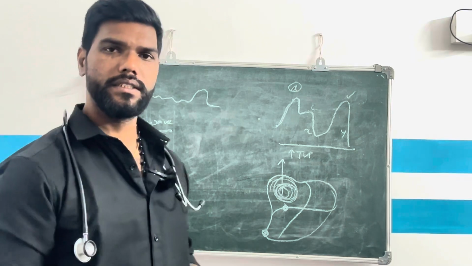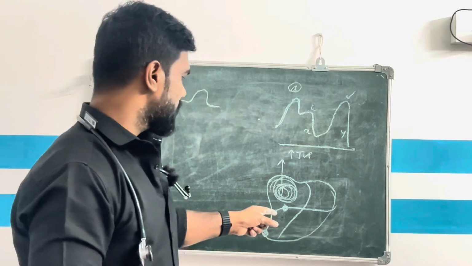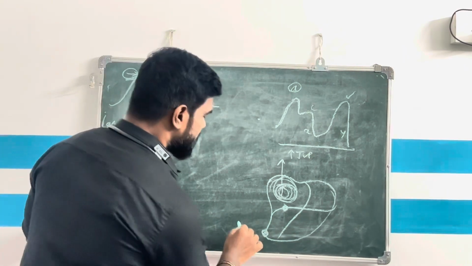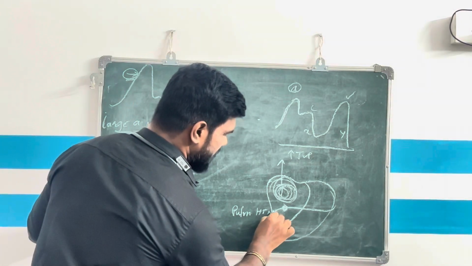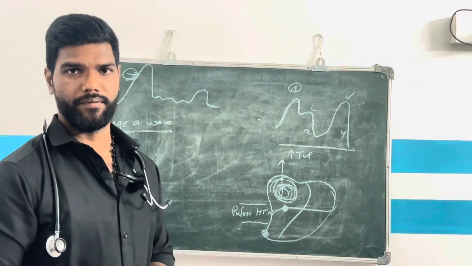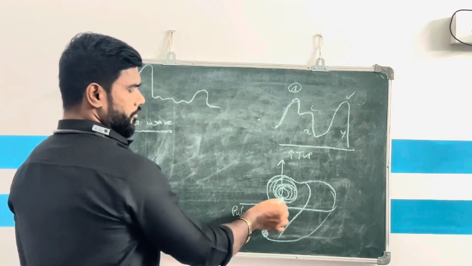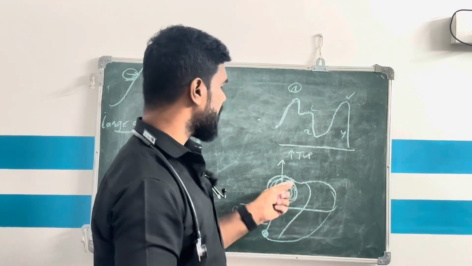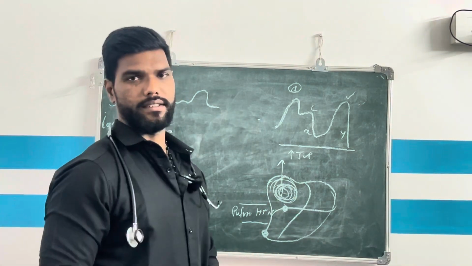What are the conditions that increase the cannon A wave, large A wave? Tricuspid stenosis, pulmonary stenosis, and sometimes pulmonary hypertension. Several causes are there for producing a large A wave, right? See here, observe the pathophysiology. The A wave is produced during atrial contraction. In the atrial contraction, the pressure in the right atrium is increased.